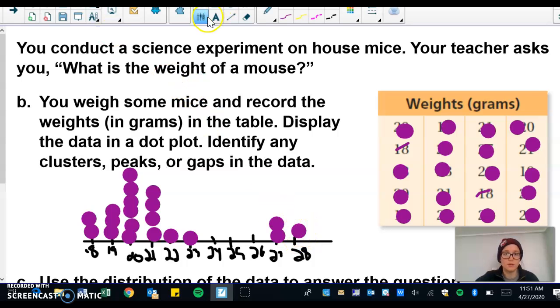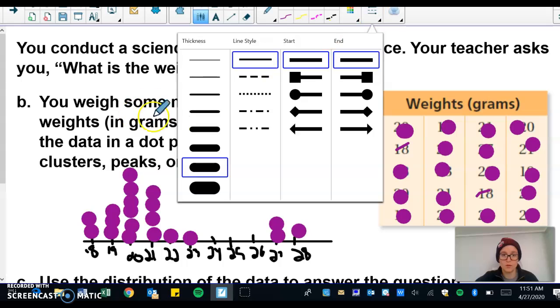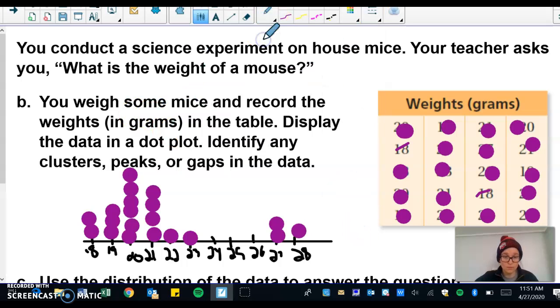Alright, so that's your dot plot. So again, it's just a number line with the numbers from least to greatest, and then it's just tallying in dots how many of that number you have. So cluster. A cluster is a big grouping of the data that you have.